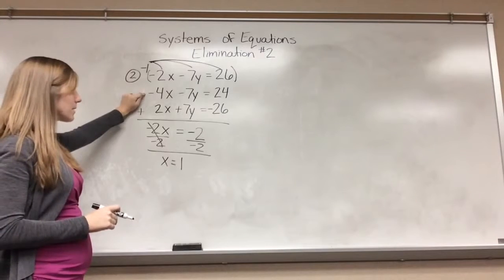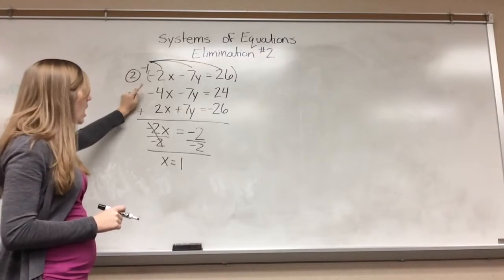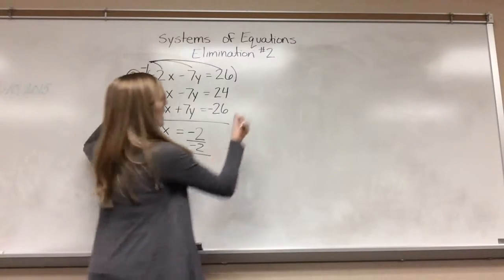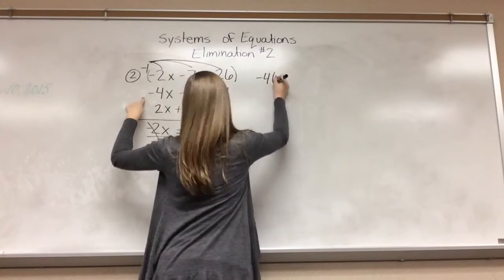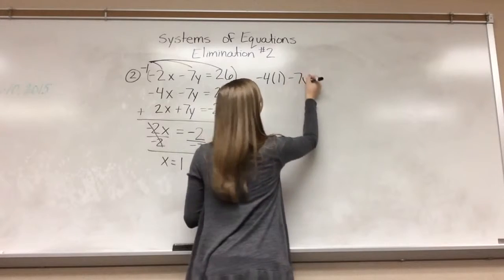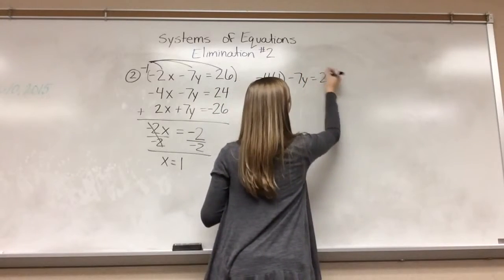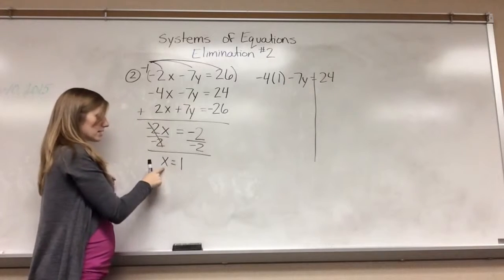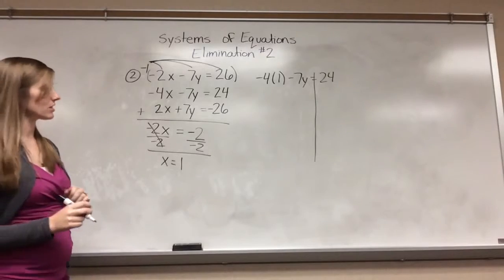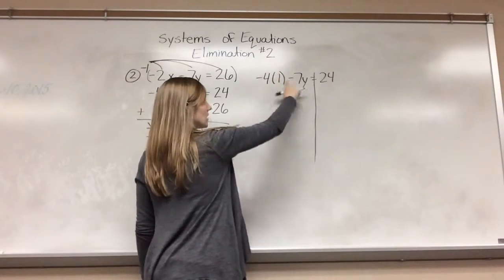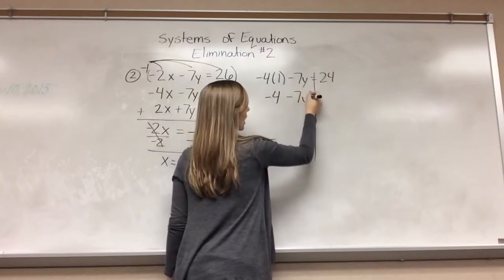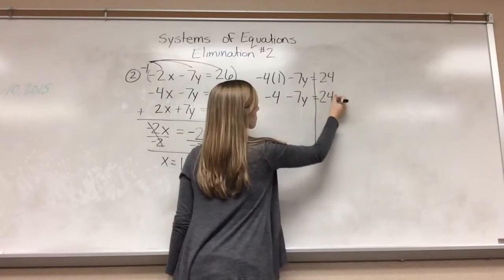So negative 4x minus 7y equals 24. I'm going to take out the x and put 1 in its place. So I'm going to have negative 4, parentheses, instead of x, I'm going to put 1, minus 7y equals 24. Remember, make sure you plug this in for x. It's x equals 1. Don't plug it in for y, you're going to get the wrong answer. So do your multiplication here first. Negative 4 times 1 is just negative 4, minus 7y equals 24.